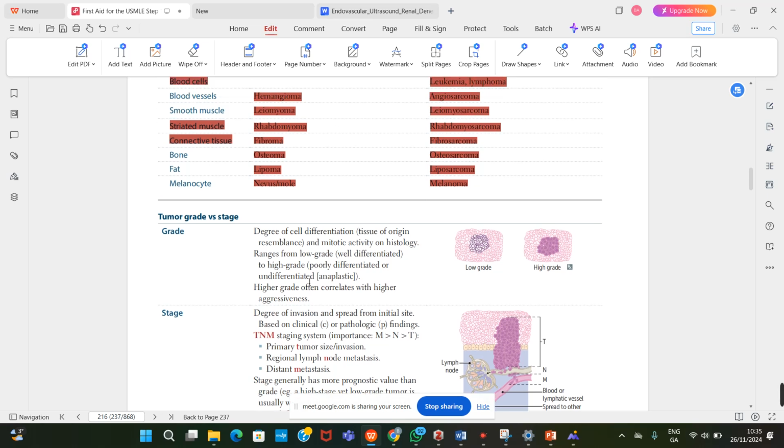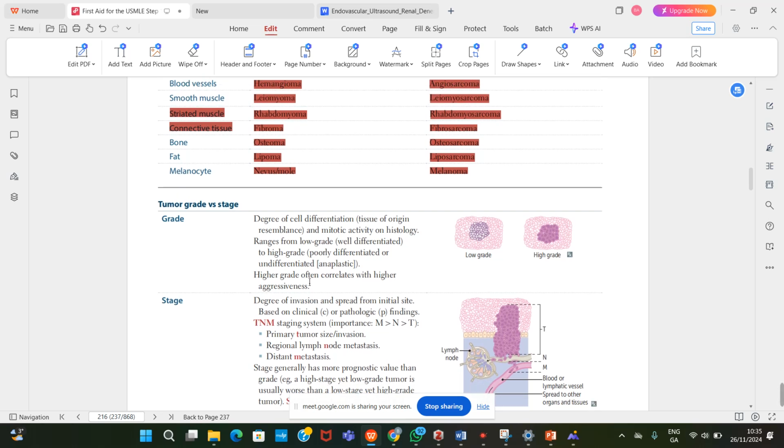So the junctional one is at the junction between the dermis and the epidermis. So what about the compound? Compound is already extending to the dermis, but you still have some component in the epidermis too. Then what about the intradermal? Strictly, it's inside the dermis.